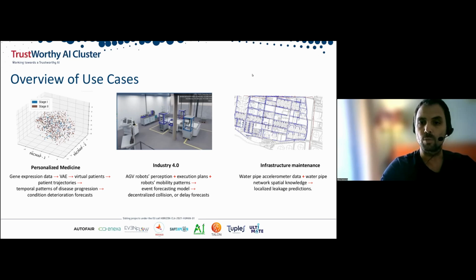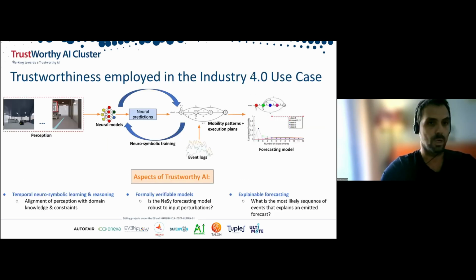Here we're working with water pipe accelerometer data obtained from sensors inside the pipes, in addition to spatial knowledge about the network topology, and we're trying to build models for localized leakage prediction. So let me go a little bit in more detail regarding one of these cases, the robot use case, in order to be able to talk about the aspects of trustworthiness that we're touching upon in EVENFLOW.